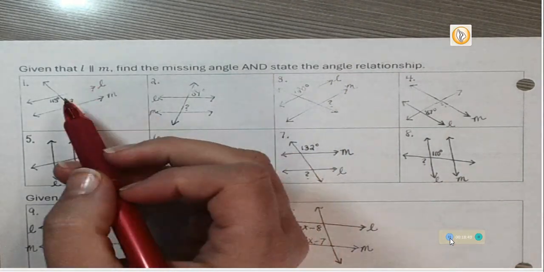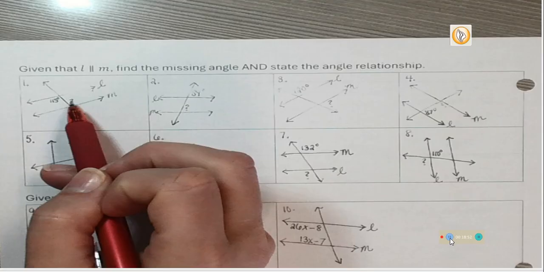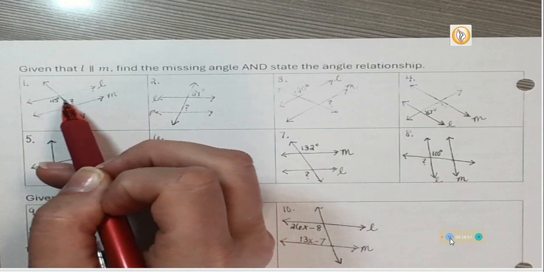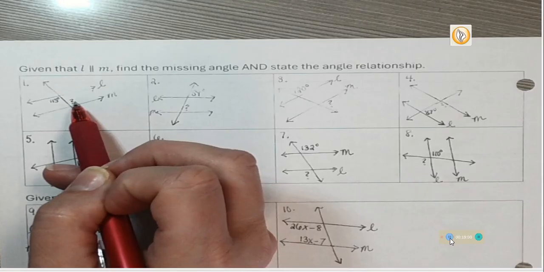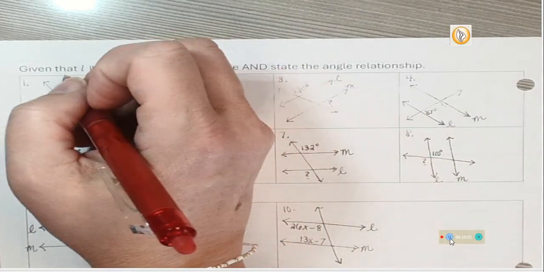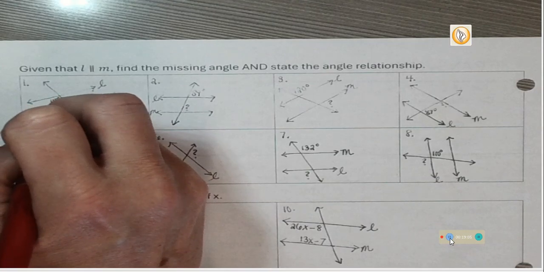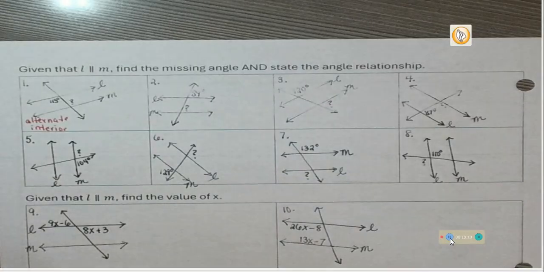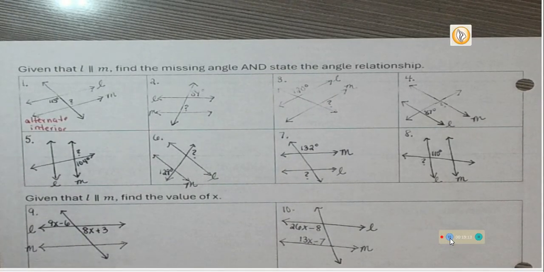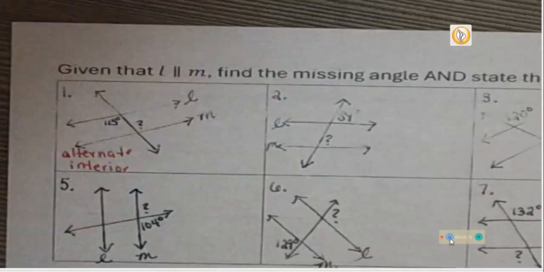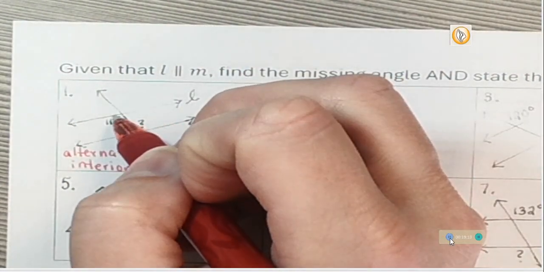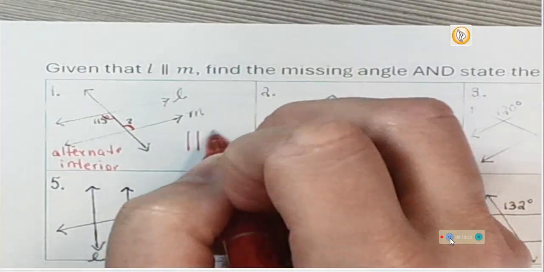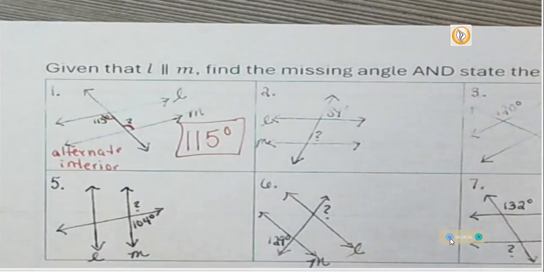I want you to find the missing angle, but I also want you to tell me the relationship. So if you have 115 and you have this one, are those on the same side or opposite sides? Opposite sides of the transversal. Are they inside or outside? Inside. So we would call that an alternate interior. So you'll have questions where you have to identify the relationship, and other questions where you simply have to tell me the measure. So what do you know about 115 and an alternate interior? Very good. That angle is 115. So that's the two things I wanted you to find.